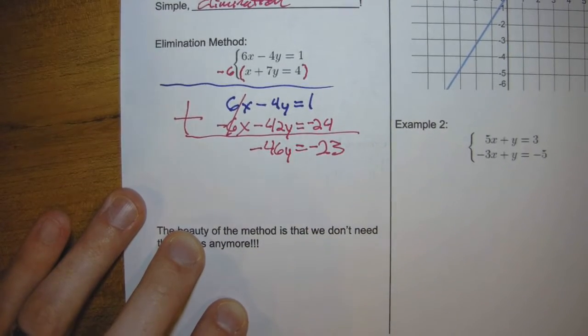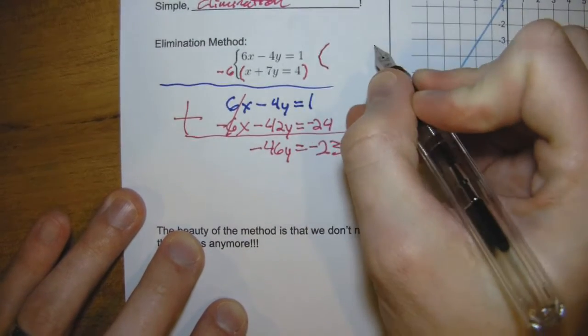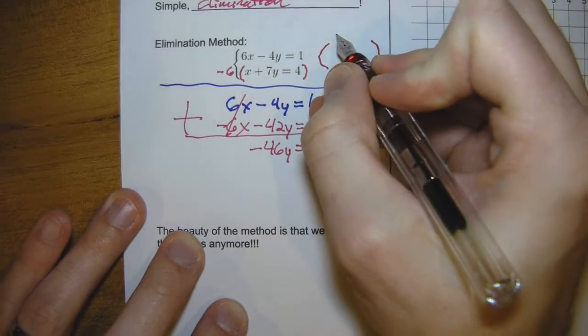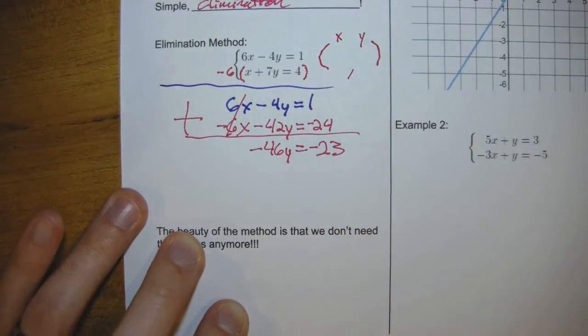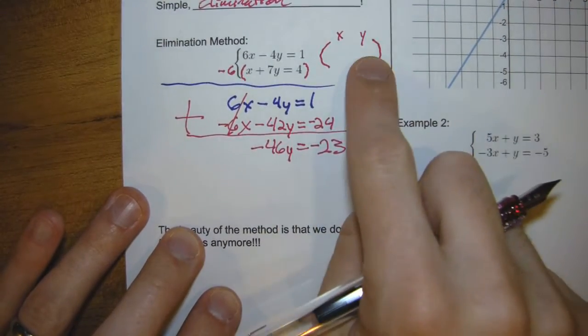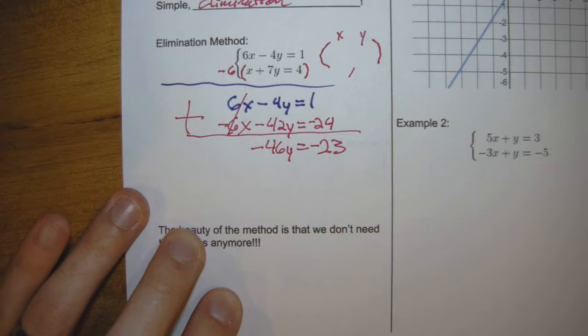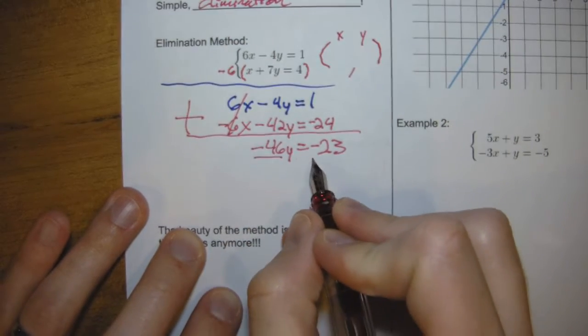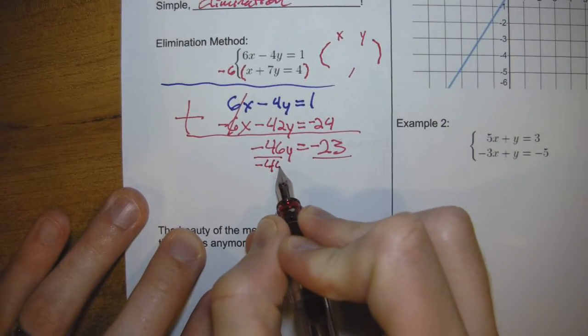Remember, when we're finding our solution to our system, I need 2 numbers. I need the x-coordinate and the y-coordinate. In other words, where this intersection occurs. I can now find the y-intersection, or at least where the y occurs. So I'm going to divide both sides by a negative 46.